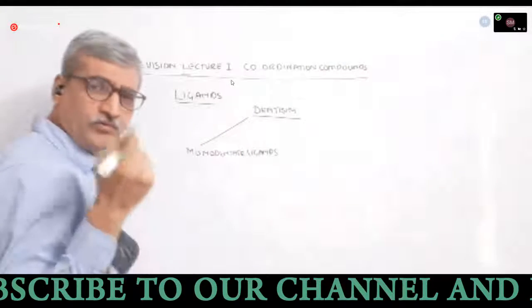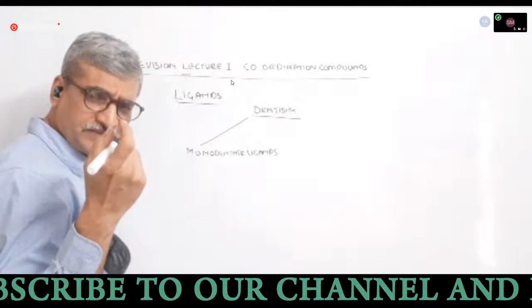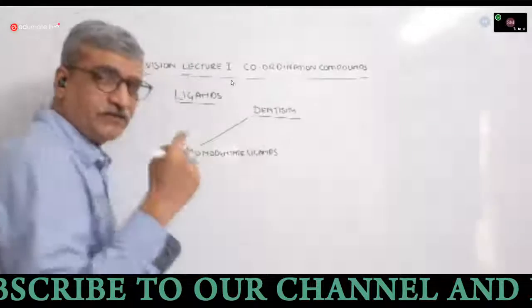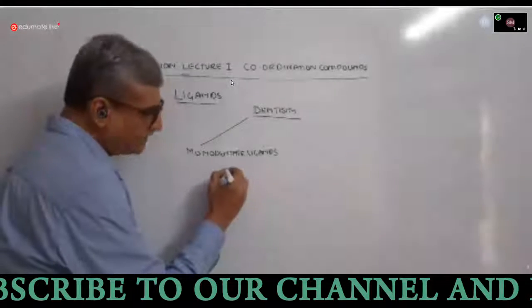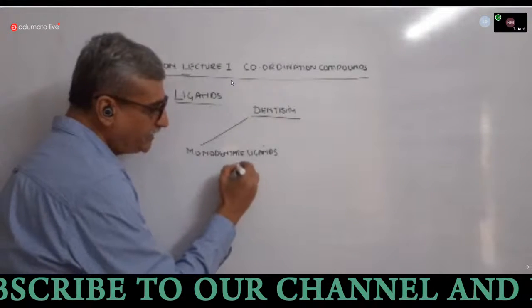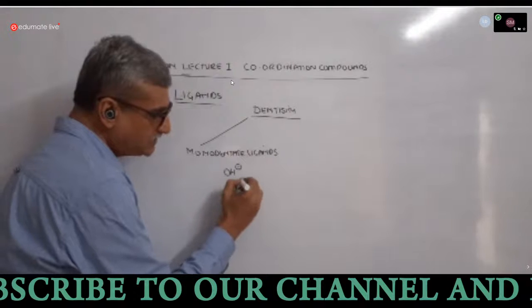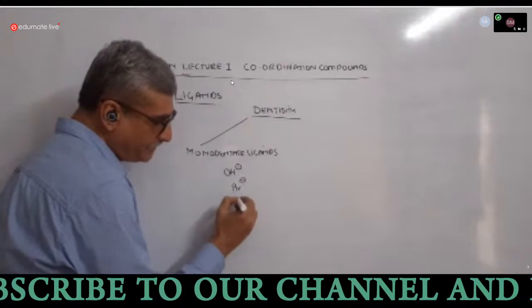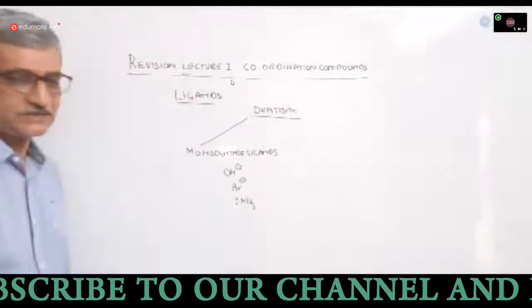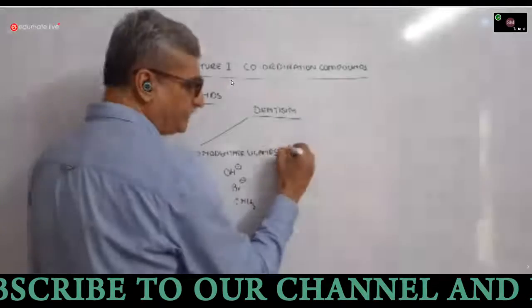So a monodentate ligand is an atom or a molecule that can donate only one lone pair. Okay, so we have OH minus, Br minus, NH3. These are all monodentate. Then we have bidentate.